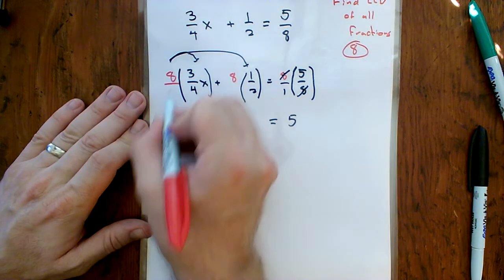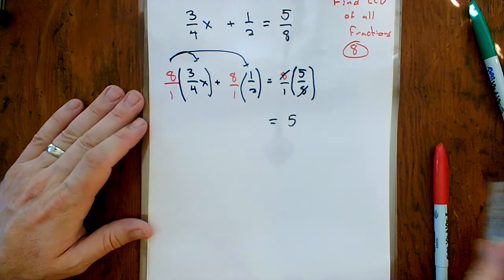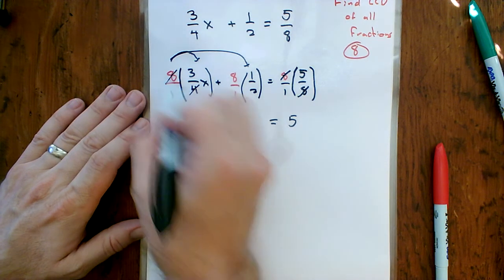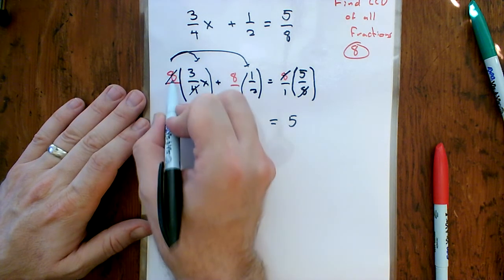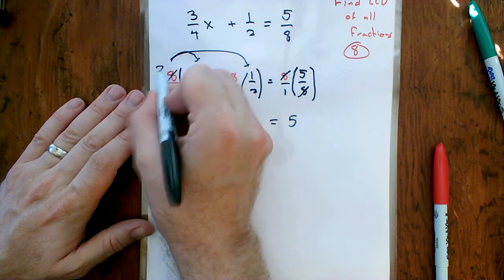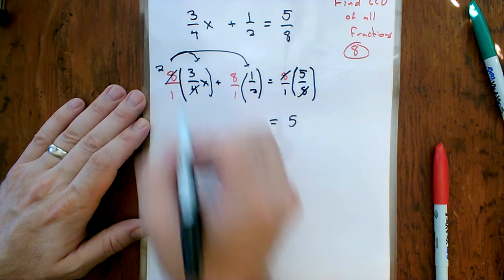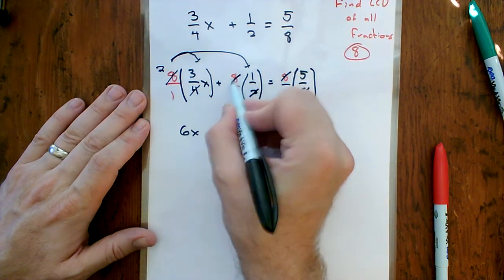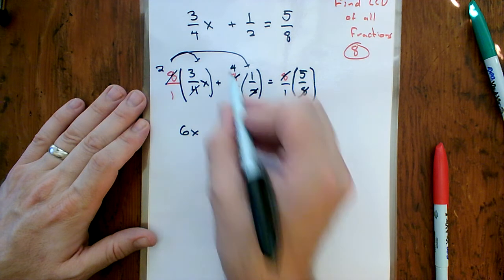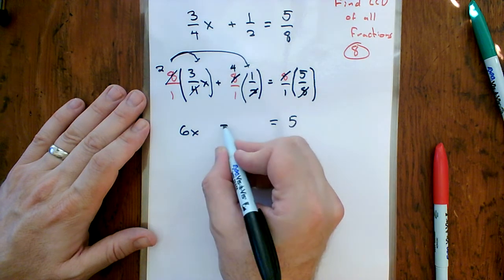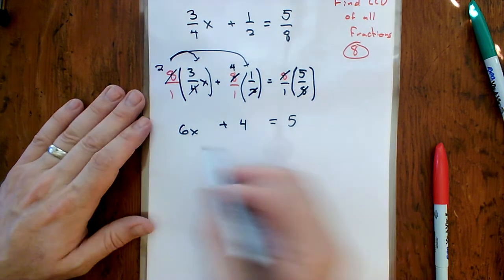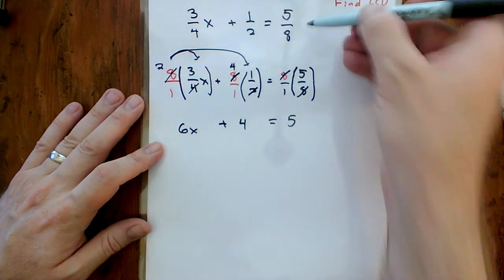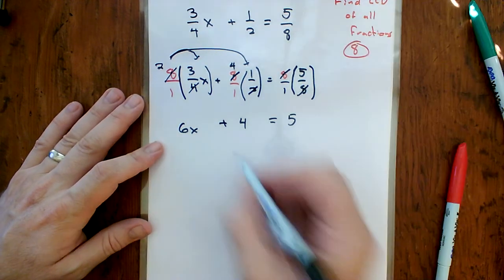And because it's a common denominator, I can just directly divide that denominator into that number. 4 goes into 8 2 times, so this is going to be 2 times 3x is 6x. 2 goes into 8 4 times, so 4 times 1 is 4. Now I can directly solve this, and this probably looks a lot friendlier than our original one.